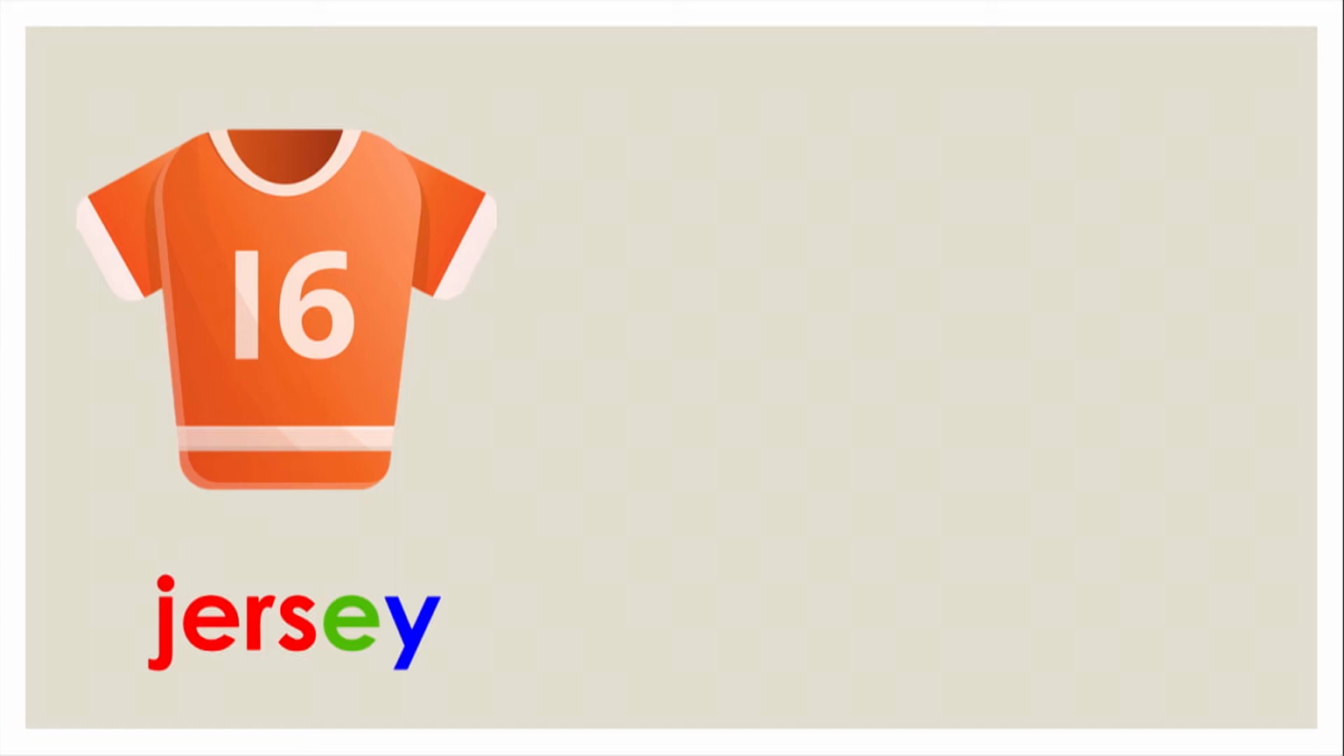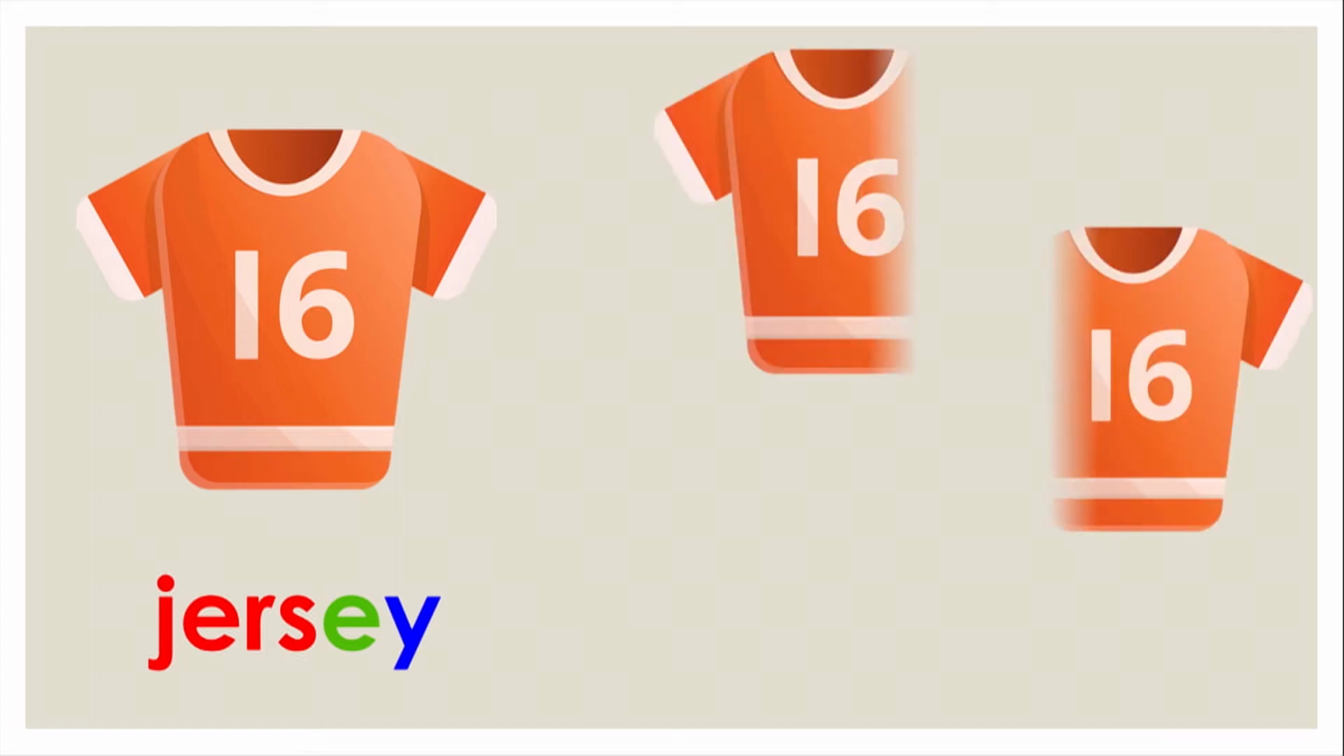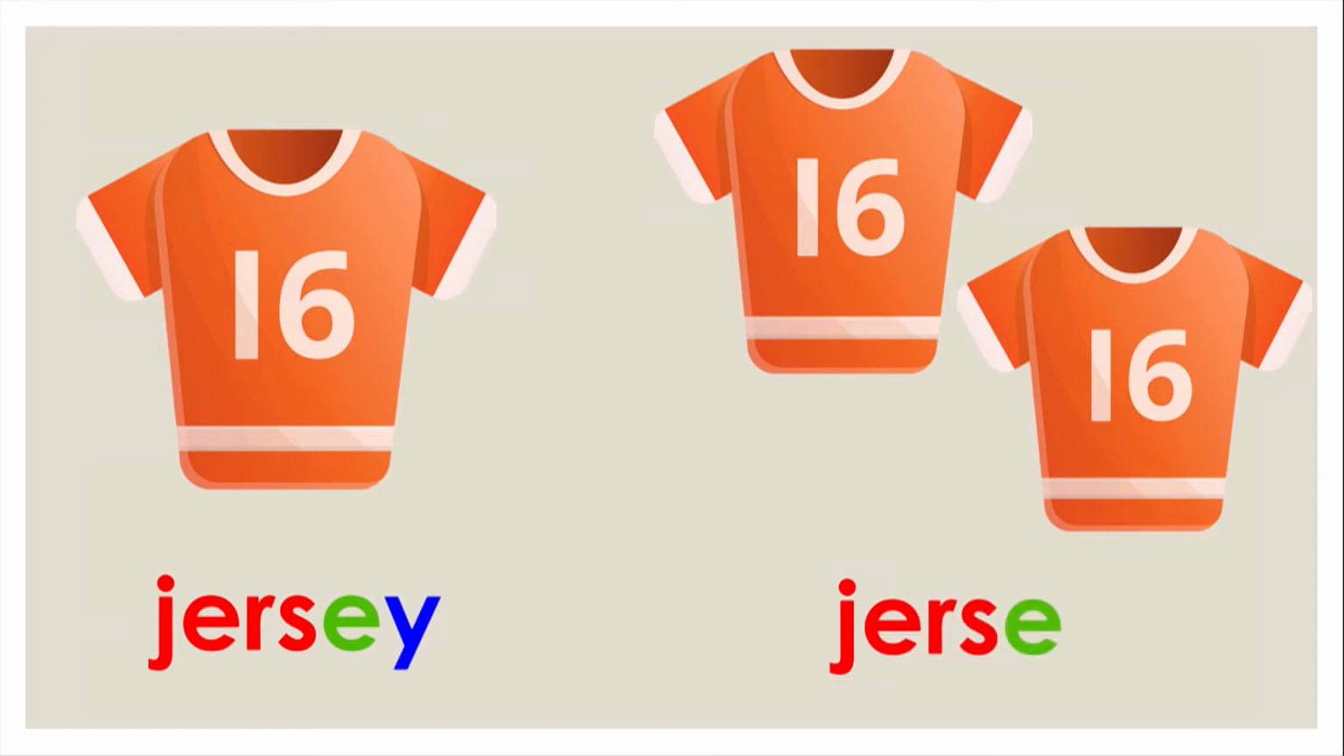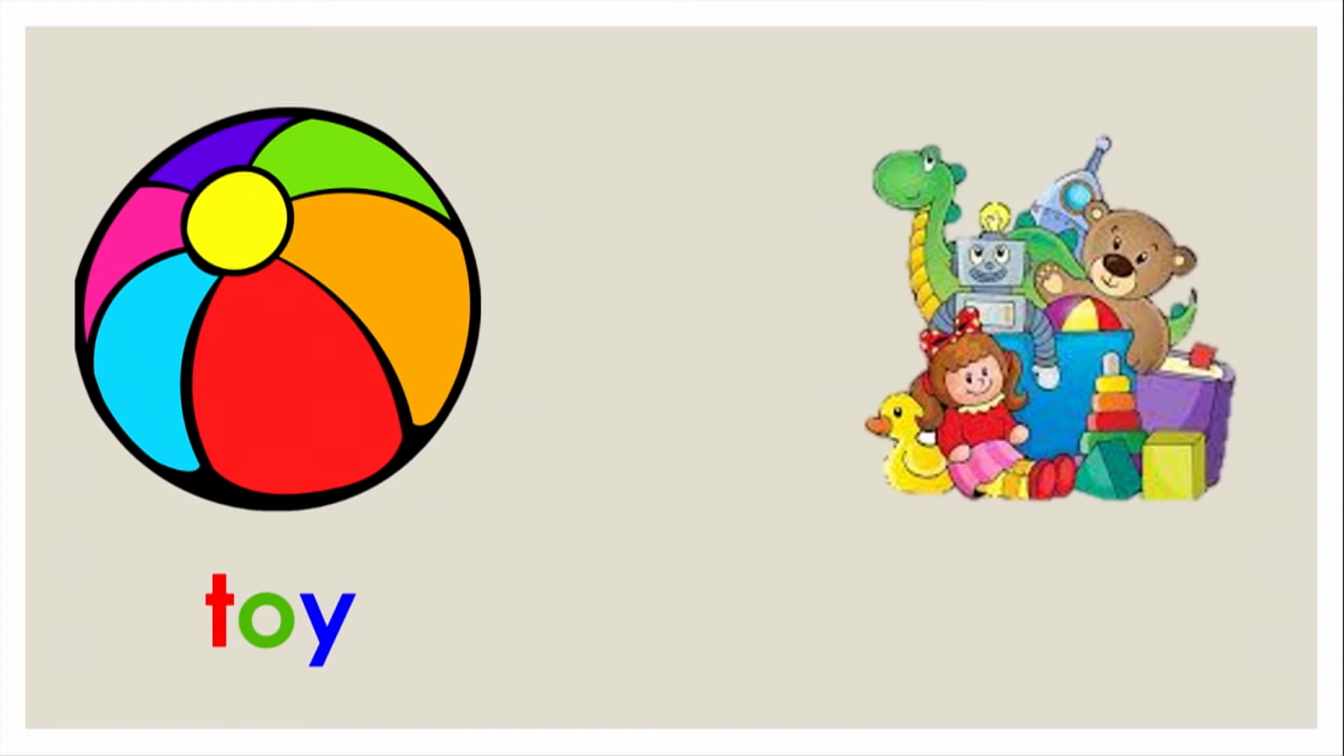Next one. This is a jersey. We have to pay attention to the letter before the y before we change it to a plural. So we have jerseys. And final one. This is a toy. So the letter before the y is an o, a vowel. So if we have toys, we just add an s.